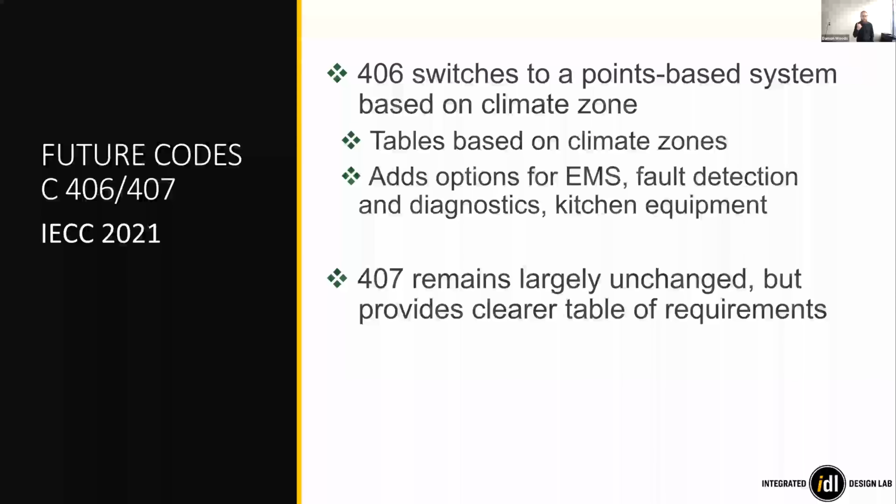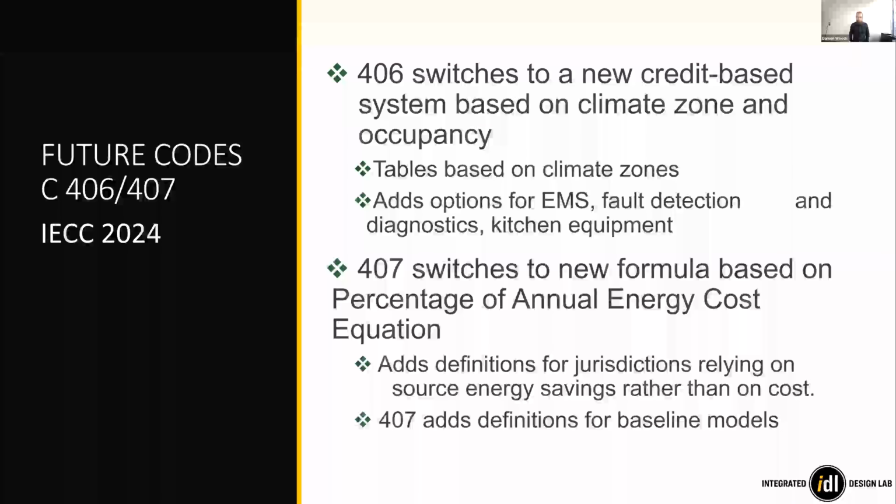So that adds having an energy management system, having fault detection and diagnostics, a program like SkySpark or some overlay that's going to provide alerts and then potential fixes if, say, your chiller starts to come out of whack and your temperatures are off in your building. Also added efficiency options for kitchen equipment. So it's a very different model, and that changes even more in 2024.